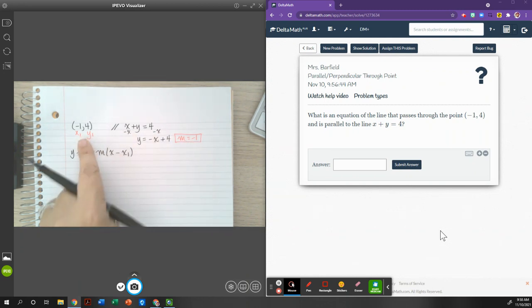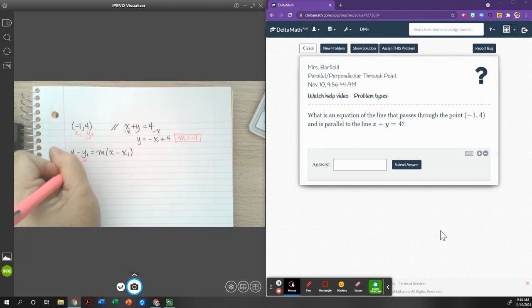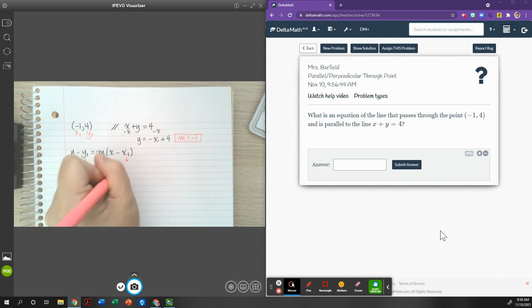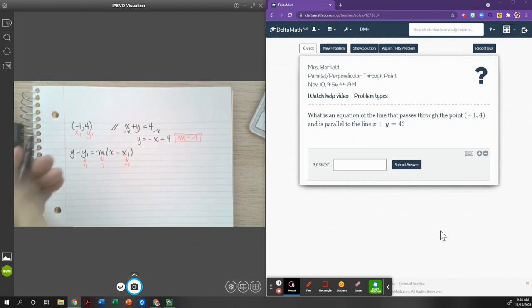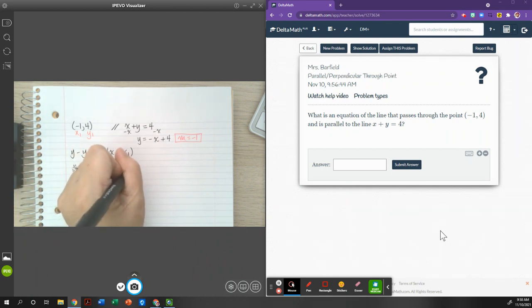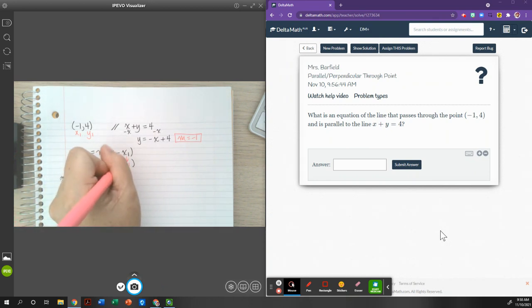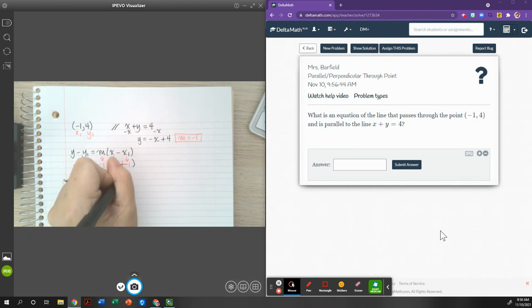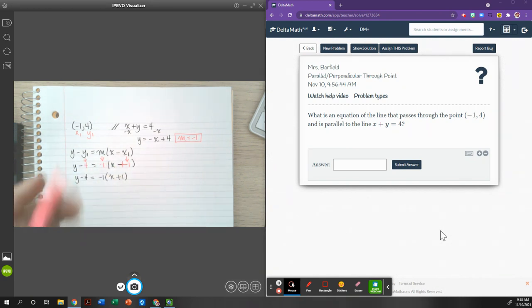All right, so I'm going to plug this information in, and then I'm going to solve. So my y1 is 4. My m is -1. And my x1 is -1. So I'm going to bring down my y minus y1 equals m times parentheses x minus x1. I have a double negative, so that becomes a plus. So I have y minus 4 equals -1 times x plus 1. I'm just rewriting it so it's a little bit neater.